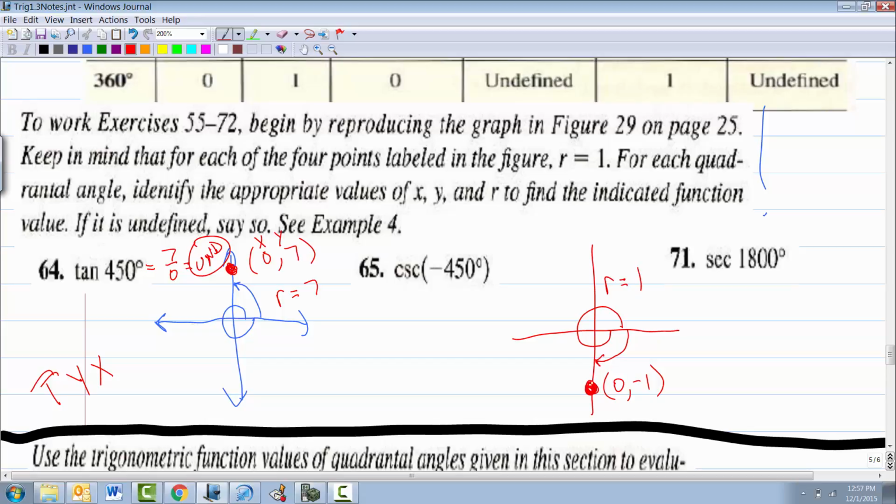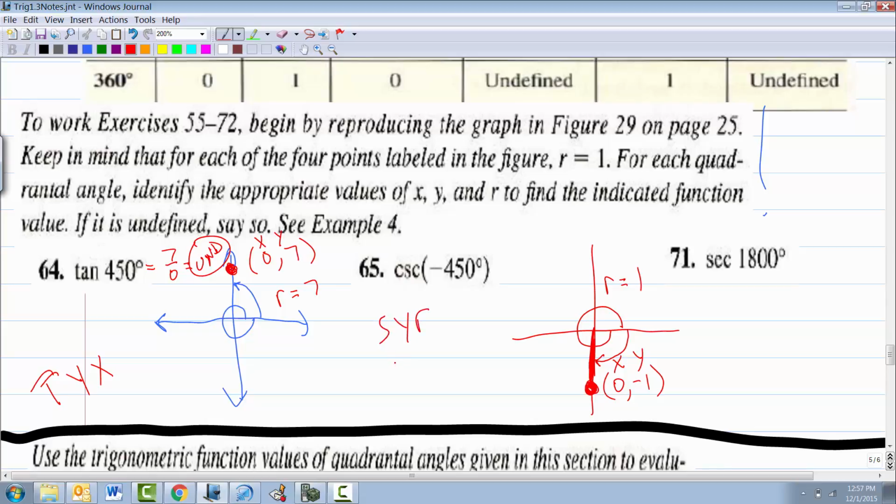What's r? R is how far you have to go back to the origin. It's 1. Sir kicks or ticks. Which one is this? Sine is so cosecant's up.